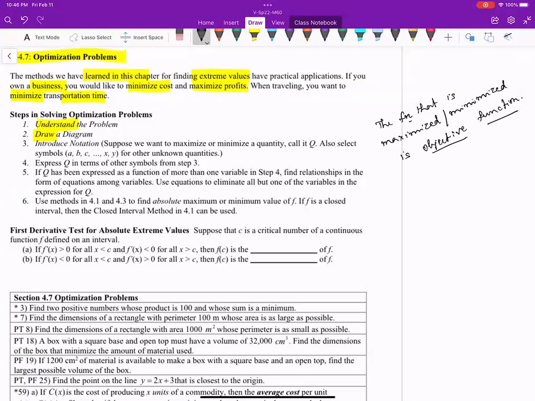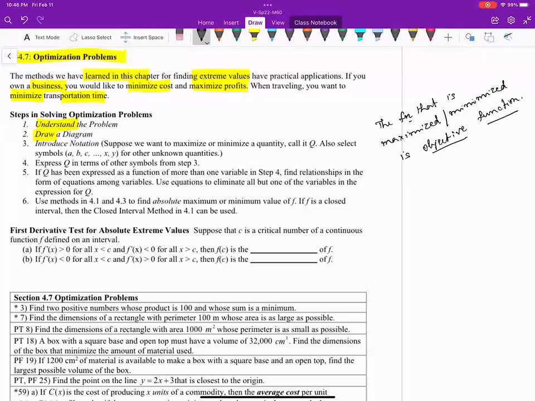If Q is being expressed as a function of more than one variable, in step 4, find the relationships in the form of equations among variables. Use equations to eliminate all but one of the variables in the expression for Q. By the given relation, suppose the objective function that you want to minimize has more than one variable, and by the given conditions in the problem, you try to minimize the number of variables in the objective function.